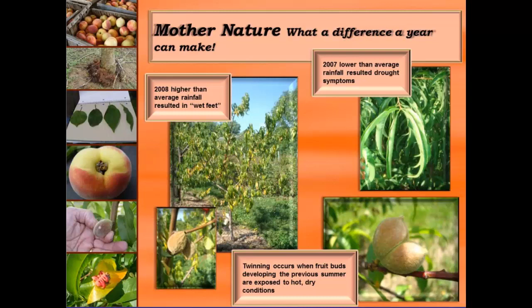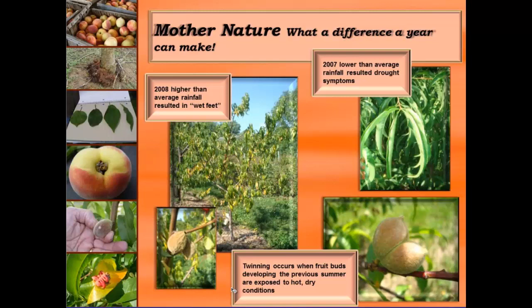This is drought injury. The lower right picture where we have twinning, when we have twinning, it usually is consistent with there being a really serious drought or warm, hot conditions the previous late summer, early fall when the fruit buds were being initiated. And so if you have a tree that has a lot of twinning, look back on your weather calendar, and most likely there was some really hot, dry conditions later in the previous year.